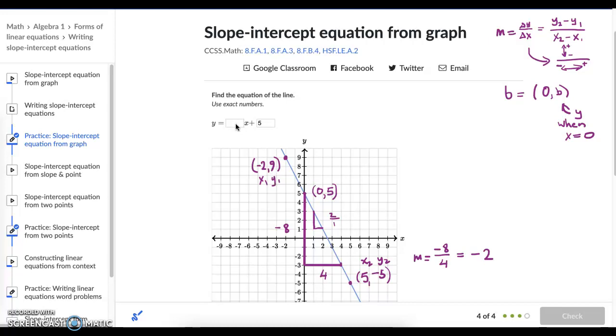So here we have an equation, y equals negative 2x plus 5. For every 1 x that we go across, it's going down 2 units, and we cross over the y-axis at (0, 5). So that's how you solve these slope-intercept equations from graphs.